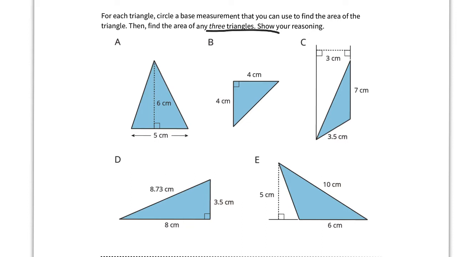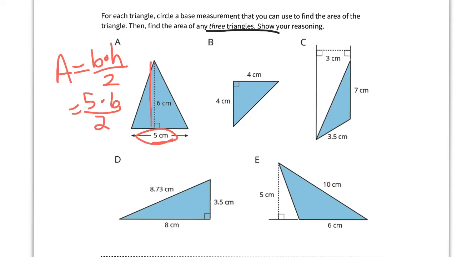All right. So good. Let's do A. So I'm going to identify this as our base, which makes this our height. So our formula is base times height divided by 2. So our base is 5, our height is 6, and then we're going to divide by 2. That gives us 30 divided by 2, which is 15 square centimeters. All right, so that's A.